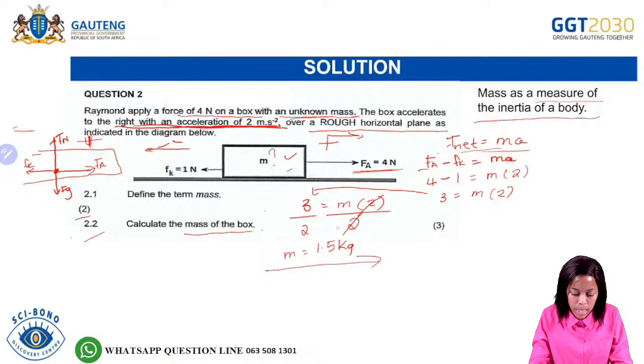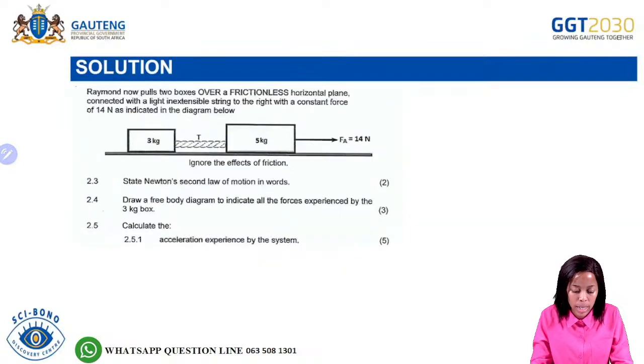Calculation of the mass, and then we said that because it is 3 marks, you would be allocated a mark for what? A mark for the formula, a mark for the substitution, and also a mark for the final answer. Okay, let's have a look at the next one there.